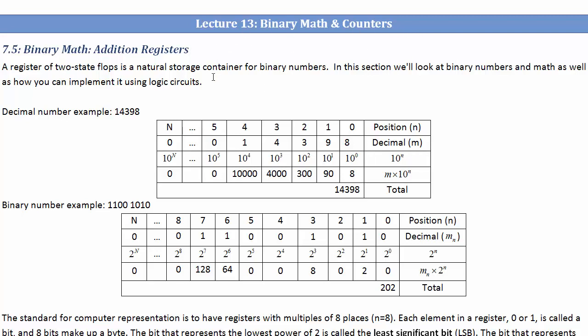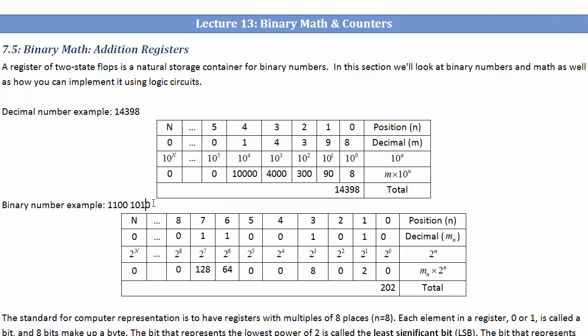Binary Math: Addition Registers. A register of two-state flops is a natural storage container for binary numbers. We've got two states, so we're going to store binary numbers in them. Just a reminder, a binary number looks like this. Each place tells you the number of that many powers of 2. So this is 2 to the 0, 1, 2, 3, 4, 5, 6, 7.